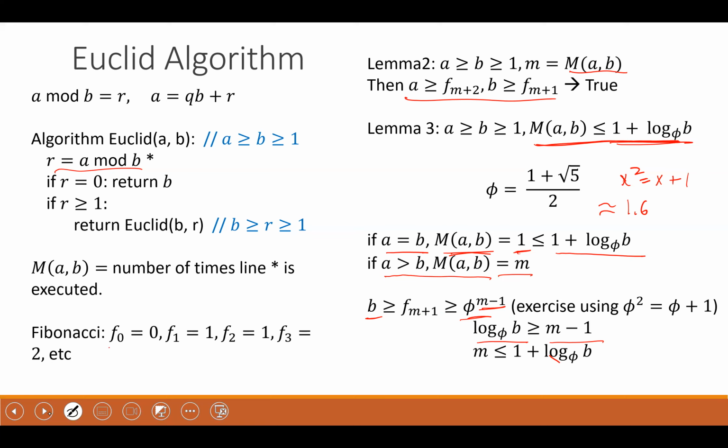And then I do a little bit of algebra and I see that M is at most 1 plus log of B, essentially, using the golden ratio as the base of the log. Okay, so that is to say it runs pretty quickly. Binary search runs quickly. I mean, it depends how big B gets, I suppose. So this does not quite tell the whole story, but it tells enough of the story for today.